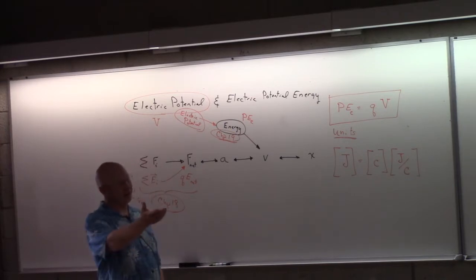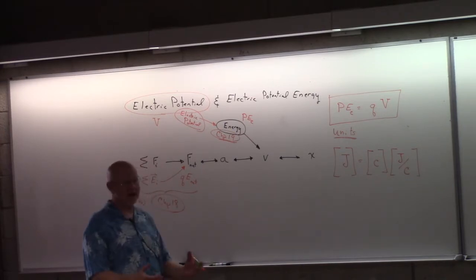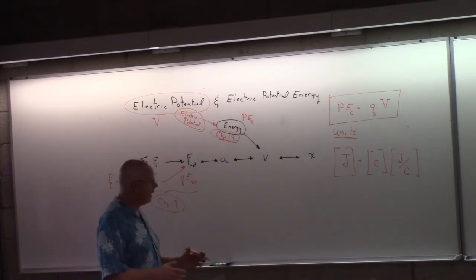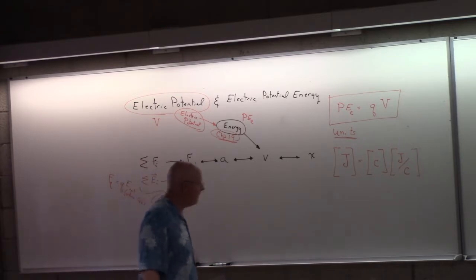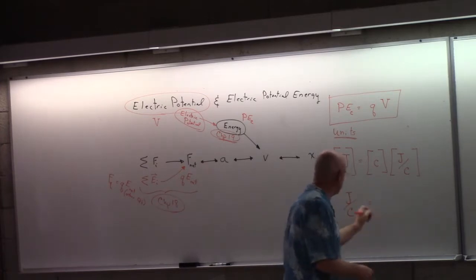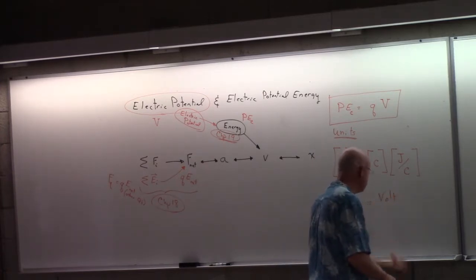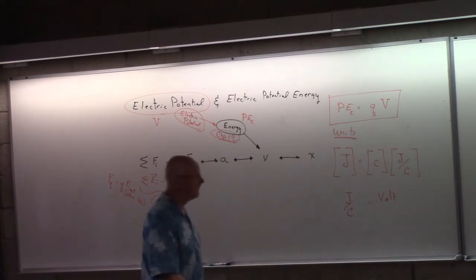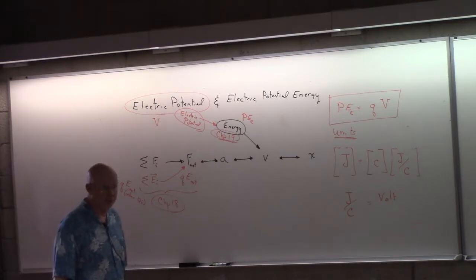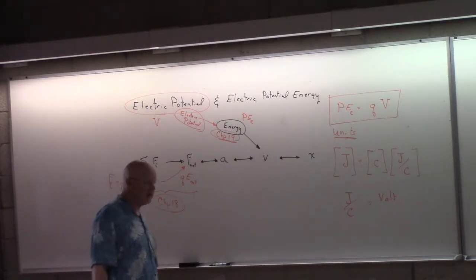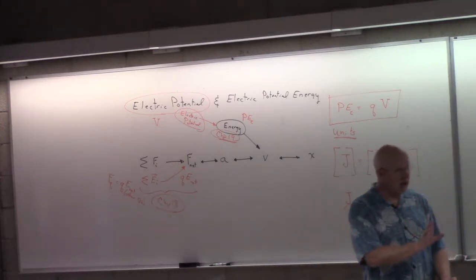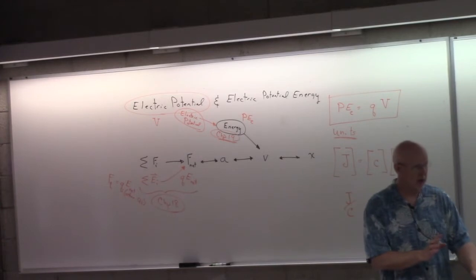And like we've done with a lot of our units, in honor of the great scientists working in that field, we're going to say a joule per coulomb is a volt. And so that word you've probably heard of. What you may not have connected it with is that it is an electric potential. It's not an electric potential energy.